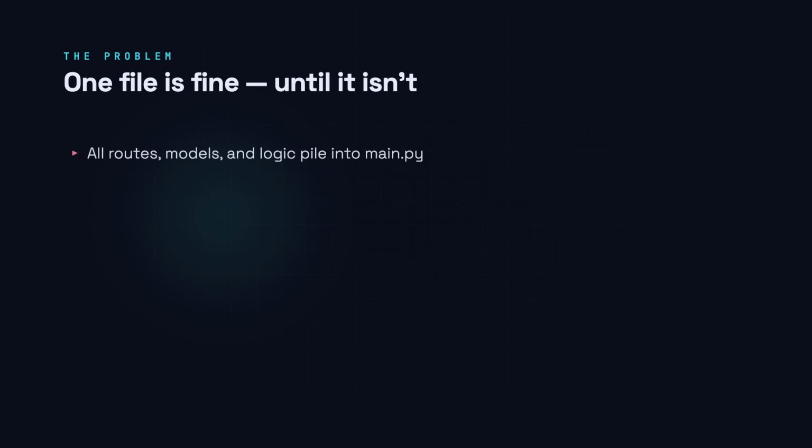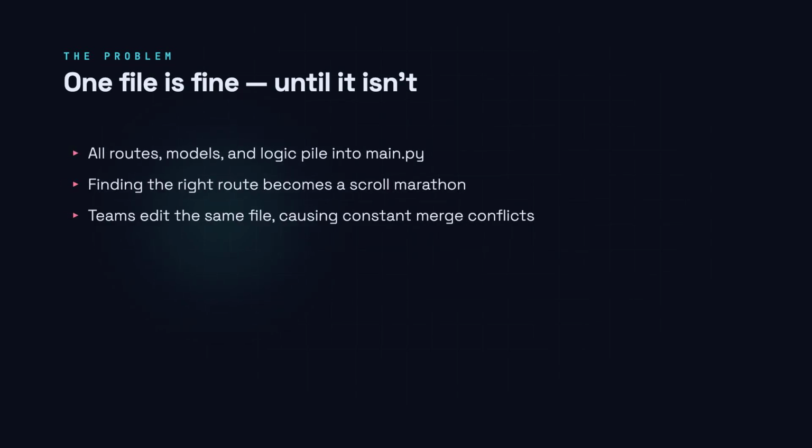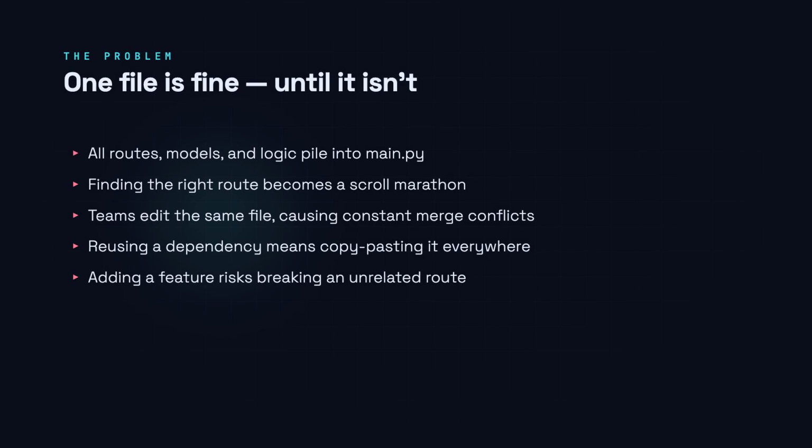The typical starting point is a single main.py with every route, every Pydantic model, and every piece of business logic crammed together. This works fine for a tutorial, but the moment you add a second feature, say users and items, that file grows fast. Scrolling, merge conflicts, and accidental breakage become daily friction. You need a way to break things apart without losing FastAPI's simplicity.